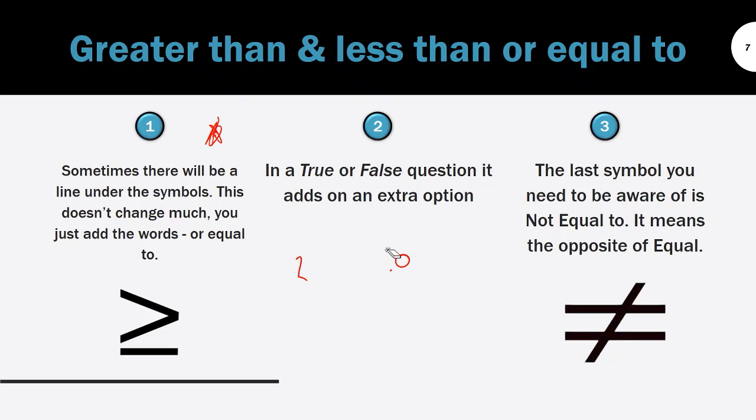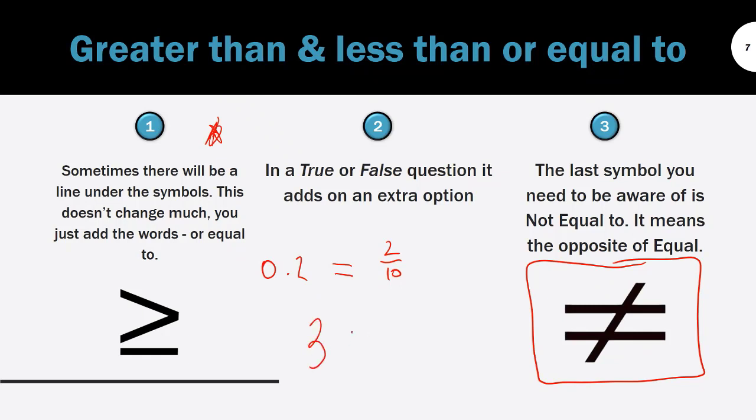We could also have an occasion. Let's just say if I've got 0.2, I could say that that is less than or equal to 2 over 10, okay? And that would also be true, okay? But once again, I could also use the equal sign, all right? Now, number 3, the last symbol you need to be aware of is this one here, and it is the not equal symbol sign. Okay, so if I had 3 is not equal to 5, then that means that this statement would be true, okay? It would be true.